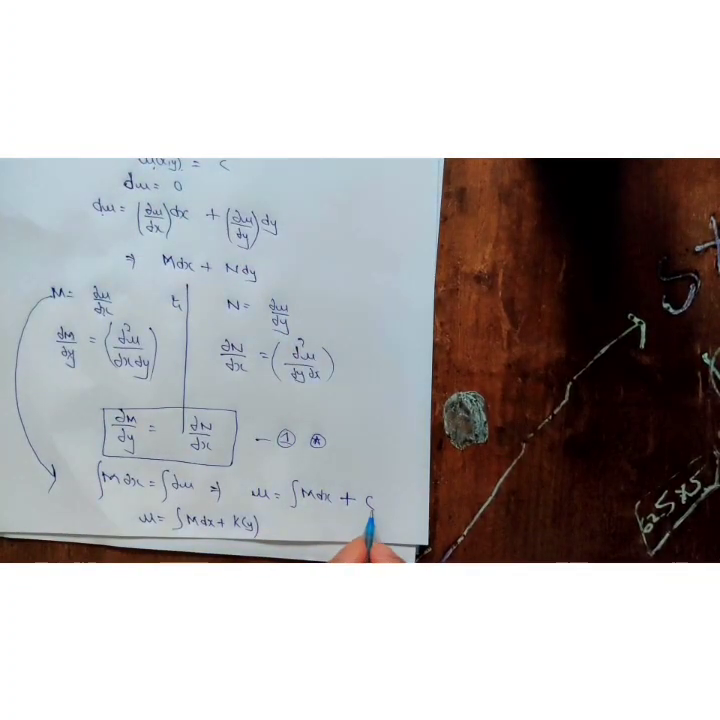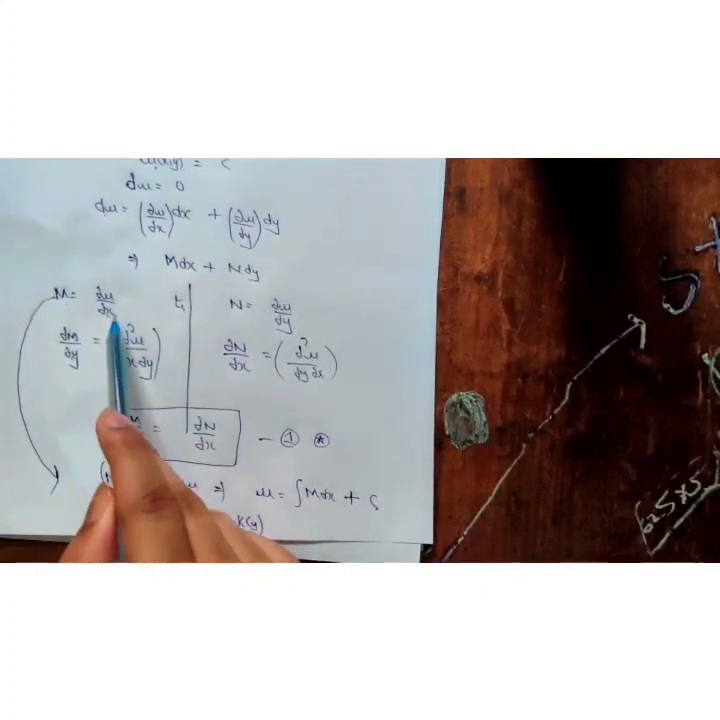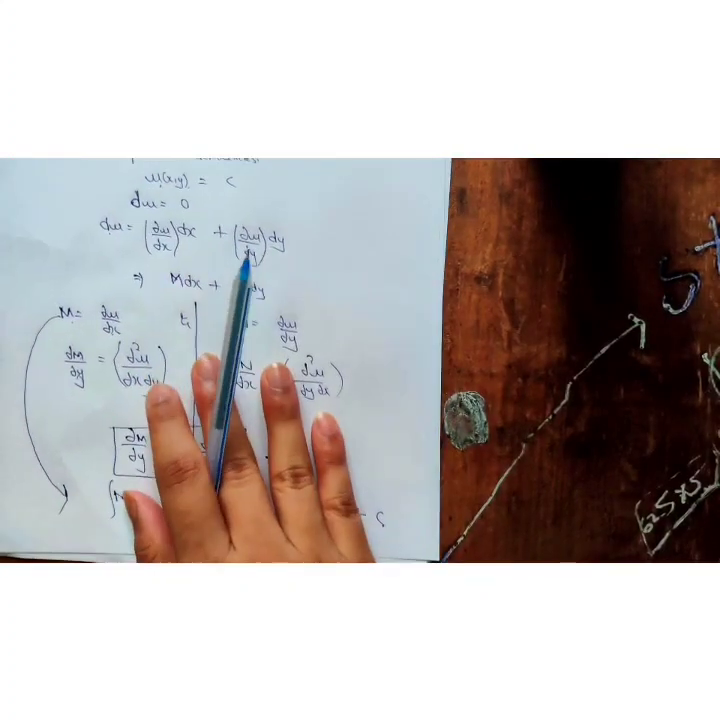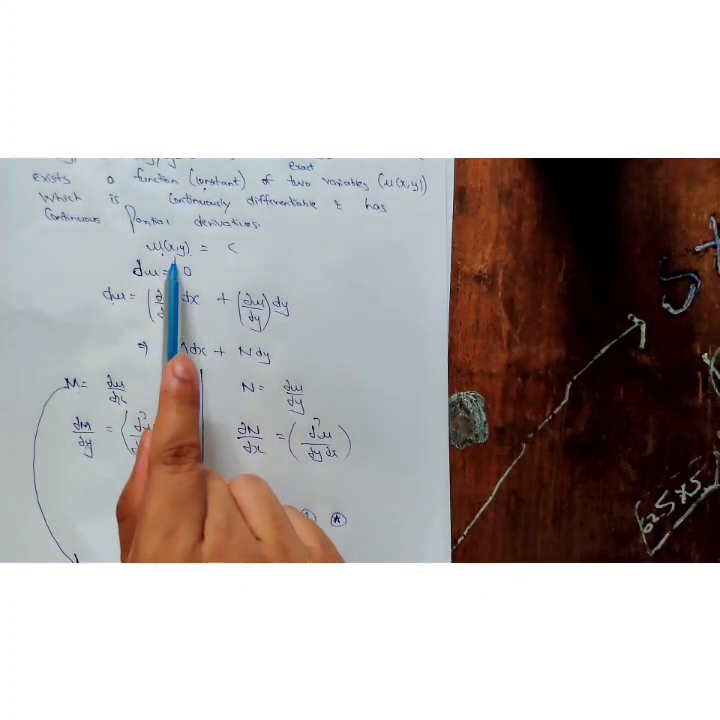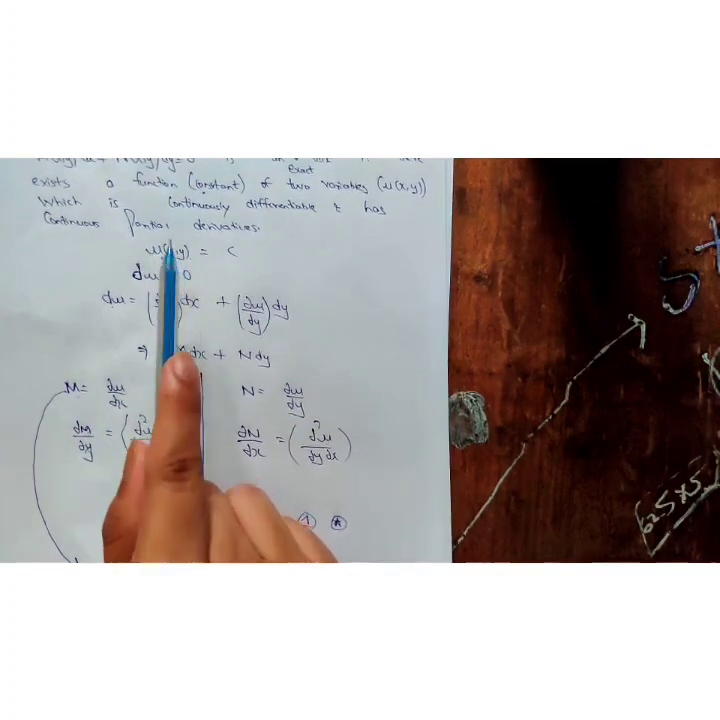But how did we write the constant c as k(y)? That is the doubt, right? It has been written as k(y) because here M = ∂u/∂x, and we have already clearly stated that u contains both x and y variables.